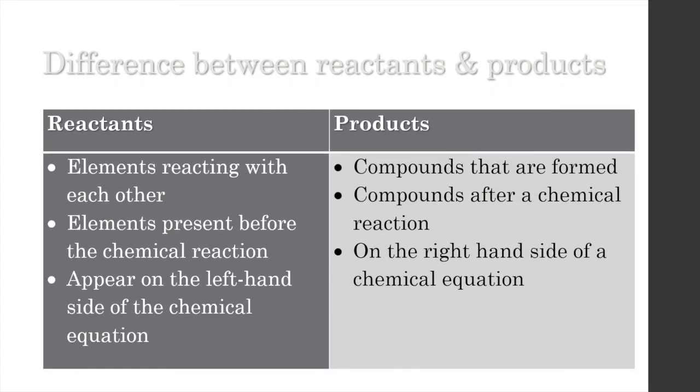Firstly, what's always important to remember is that the reactants will always appear on the left side of the chemical equation, so the left side of our arrow, and the products will always appear on the right side of the chemical equation, which is the right side of the arrow. With regards to the reactants, they are represented as the elements that are reacting with one another, and they are what's represented before the chemical reaction takes place. The products will be the compounds that are formed after the reaction takes place, and it shows what occurs after a chemical reaction.